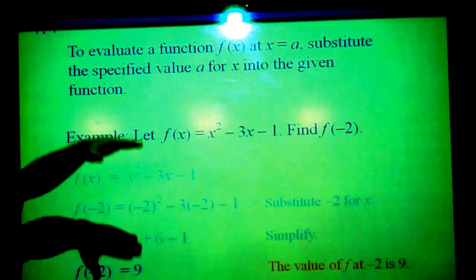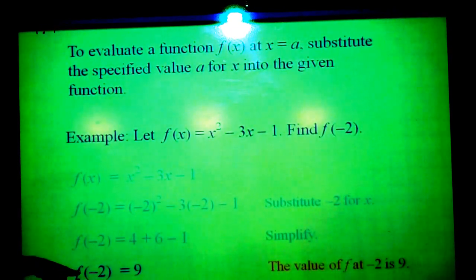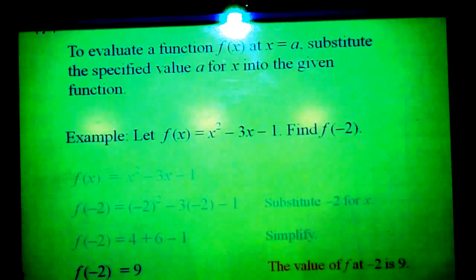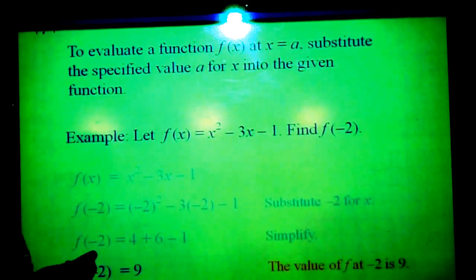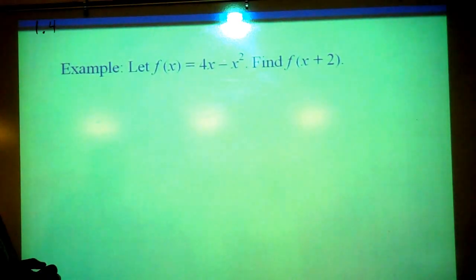Before, we would have made a table of x and y values. Now we're doing the function of x. It's, again, the same math that you're using, different language.